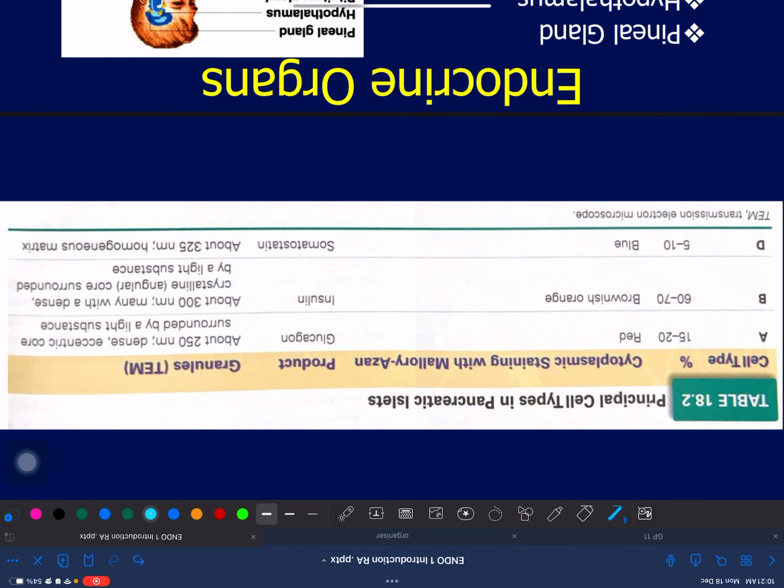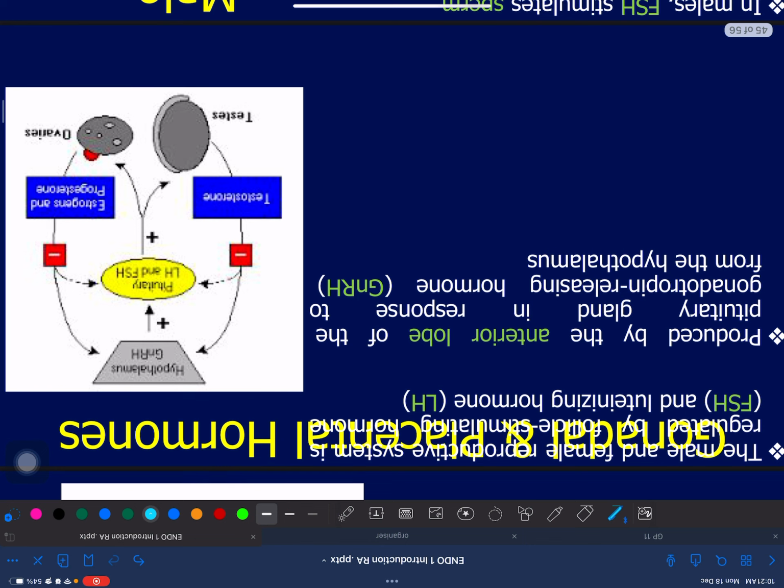Okay, so sex hormone, gonadal and placenta hormones. The male and female production is regulated by FSH and LH. Okay, FSH and LH from the pituitary, which part of the pituitary, anterior lobe. In response to the hypothalamus hormone, which is gonadotropin releasing hormone. So it needs the GnRH from hypothalamus to stimulate the LH and FSH, and both stimulate the testes and ovaries.